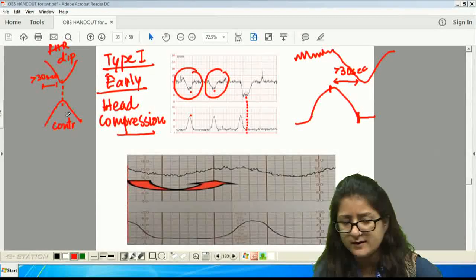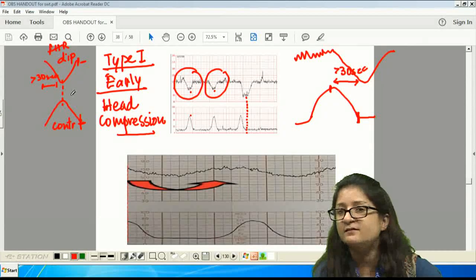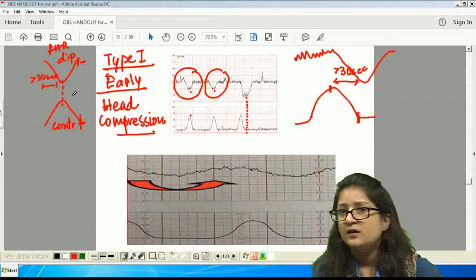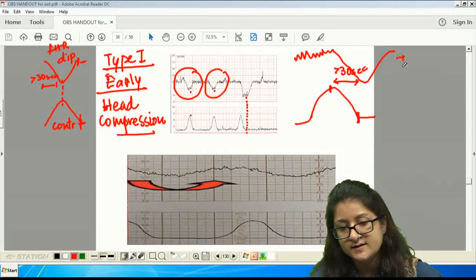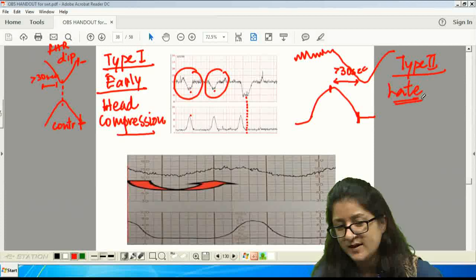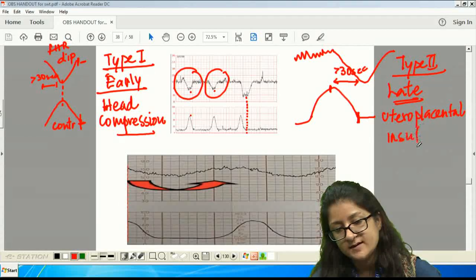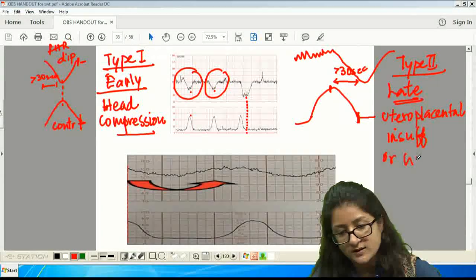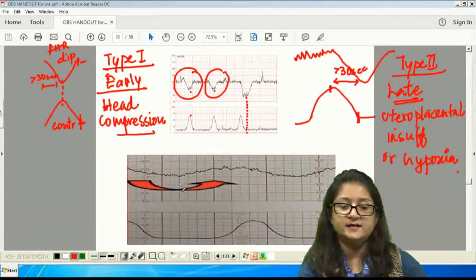On the other hand, in an early deceleration, when the contraction is over, the fetal heart rate has recovered back to its normal level. So this deceleration here is the type 2 deceleration, also called late deceleration. This is seen because of uteroplacental insufficiency, or fetal hypoxia. So this is what a late deceleration looks like.